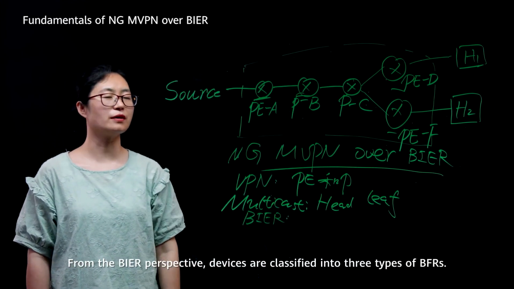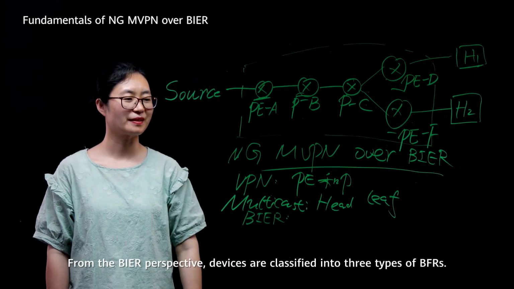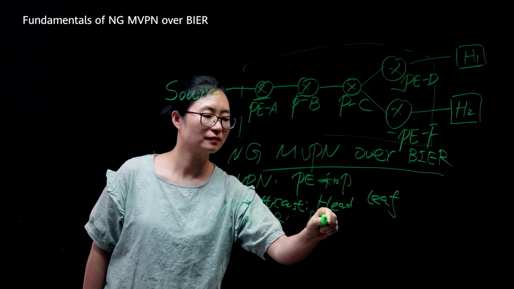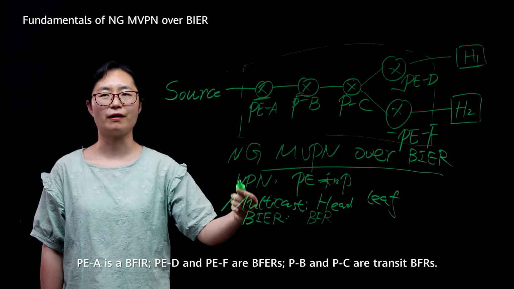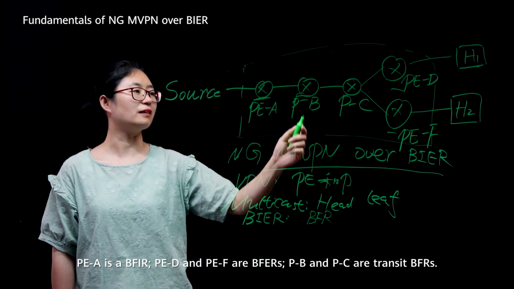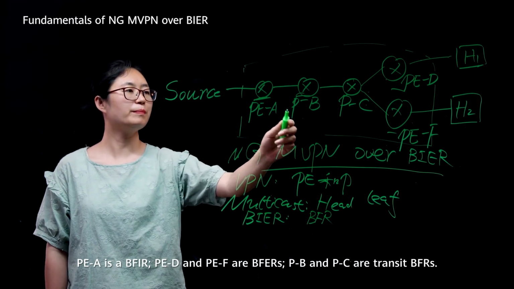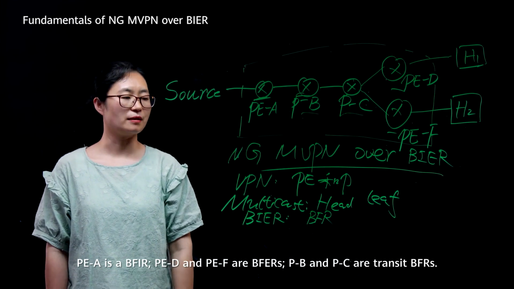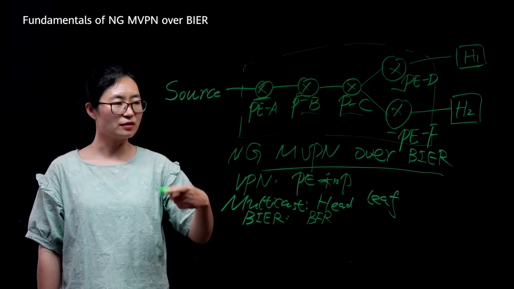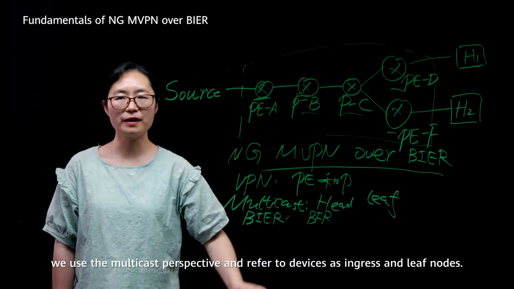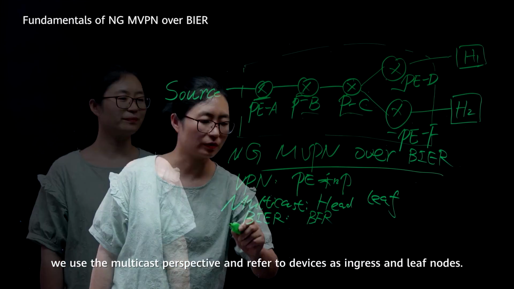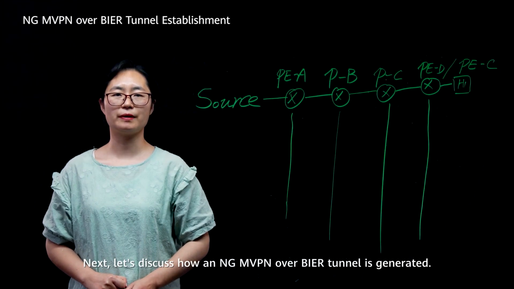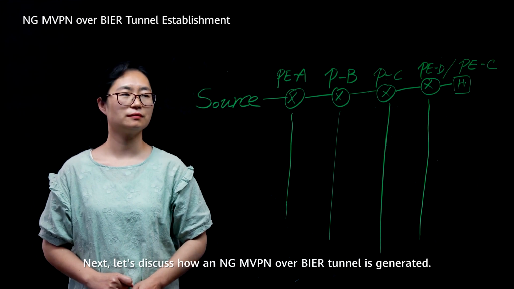From the BIER perspective, devices are classified into 3 types of BFRs. PEA is a BFIR. PED and PEF are BFERs. PB and PC are transit BFRs. In this example, we use the multicast perspective and refer to devices as ingress and leaf nodes. Next, let's discuss how an NG MVPN over BIER tunnel is generated.